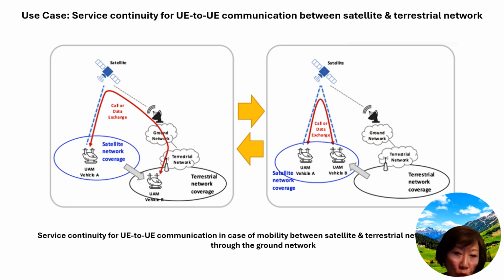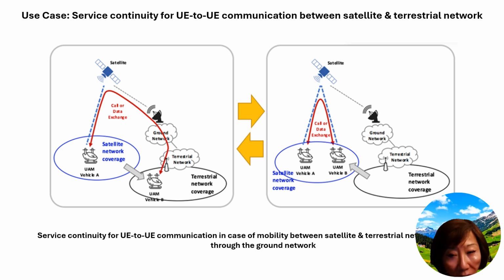We have the terrestrial network shown here as a separate entity with its own coverage area. Red lines indicate active communication, blue dashed lines for satellite links. The diagram shows here is a two-stage process, maintaining communication between two UAVs as one moves from satellite coverage to terrestrial network coverage.